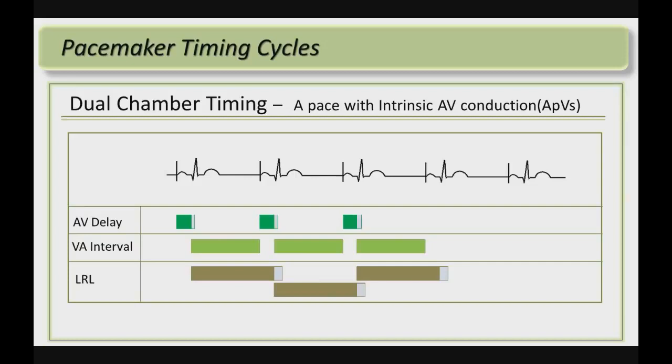Notice once again that our VA interval times out, telling us to pace in the atrium, which starts our AV delay, which is beat again by an intrinsic ventricular event, which starts our VA timer all over again and our lower rate limit.